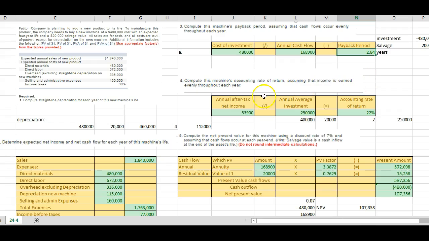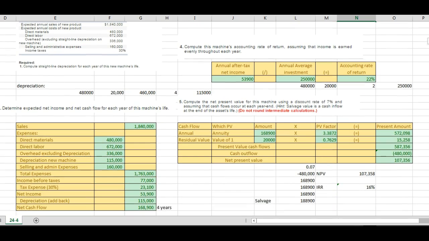Then they ask us to do an accounting rate of return. And that is the net income after tax, $53,900, divided by the average annual investment. So I take that 480, which was the beginning total, and the 20,000, which is the salvage, add them together, divide that in two, and come up with an average investment of $250,000. That is divided into the net income, and I come up with an accounting rate of return of 22%.